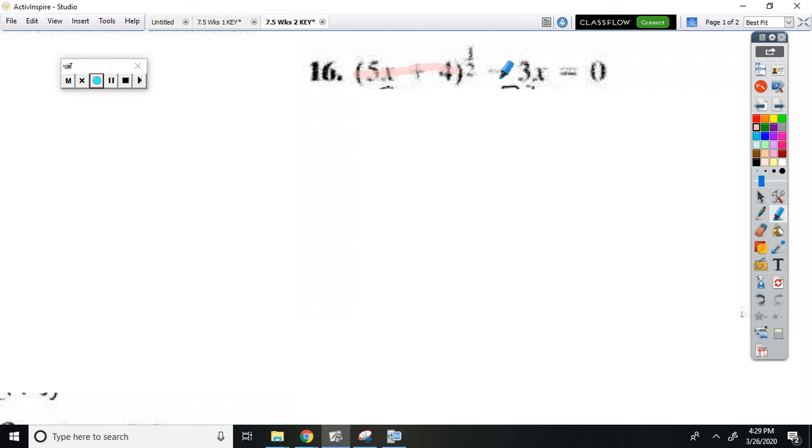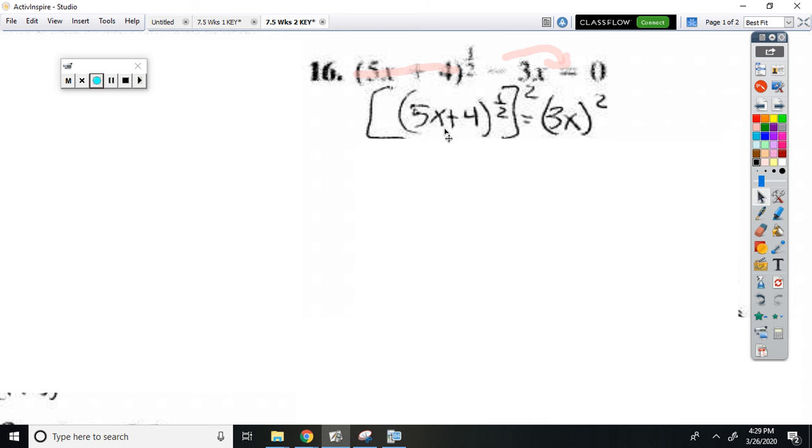So what I would do first is I would move this over to the other side by adding 3x. And 0 plus 3x will just get me 3x. At that point then I would use my reciprocal power. The reciprocal of 1/2 is 2 over 1. So I'm going to raise both sides to the 2 over 1 power. Now when you do this, obviously these cancel out, just leaving me with the 5x plus 4.